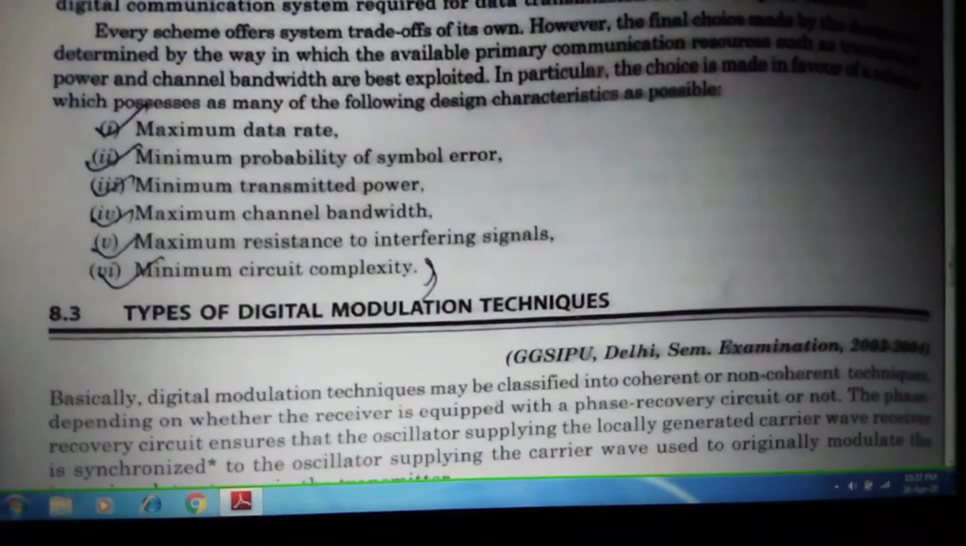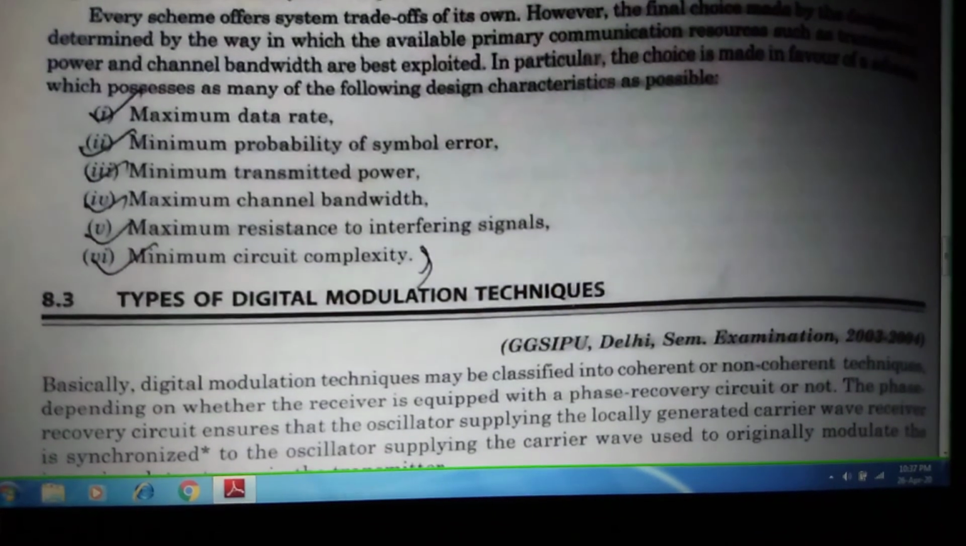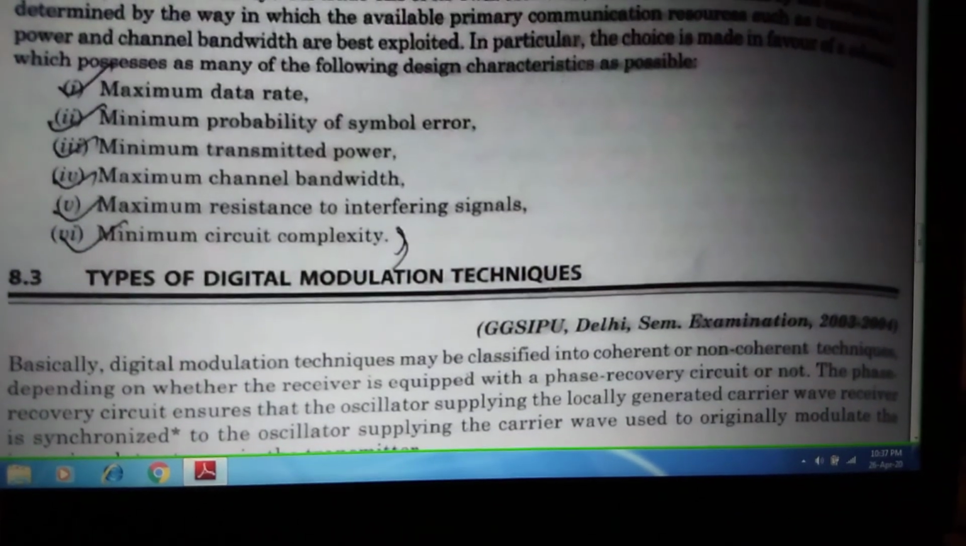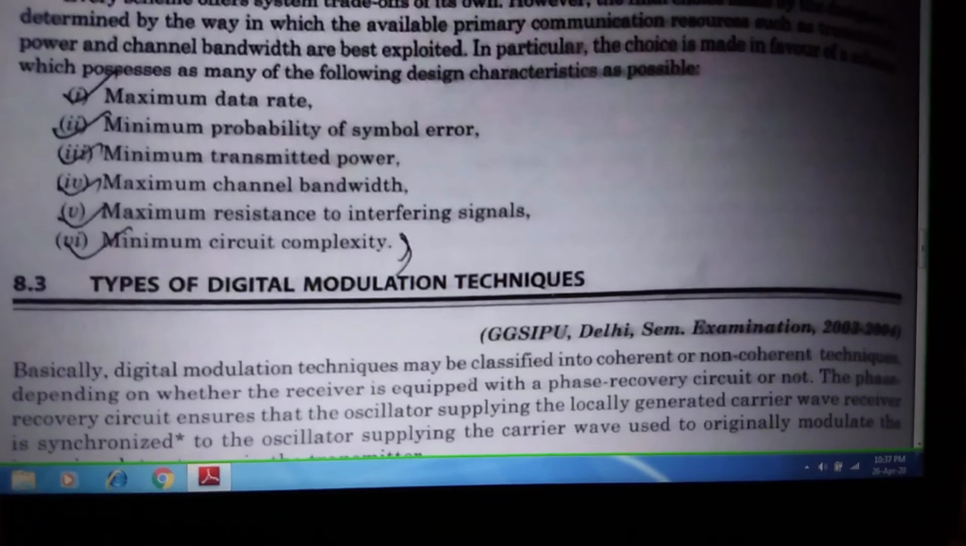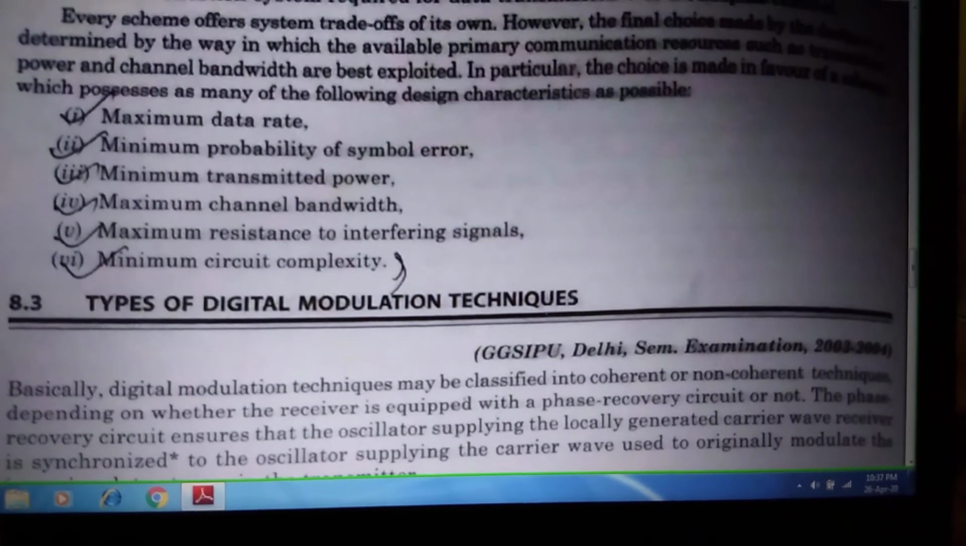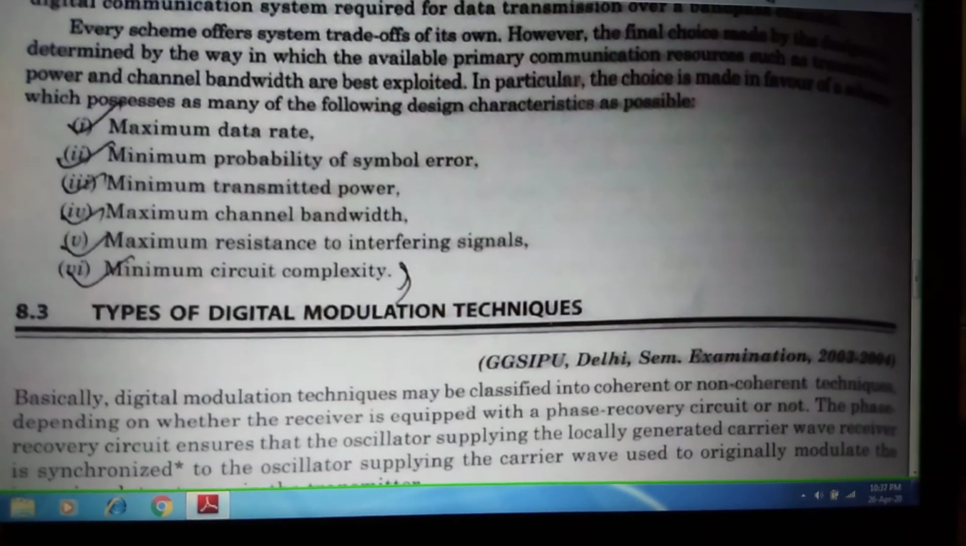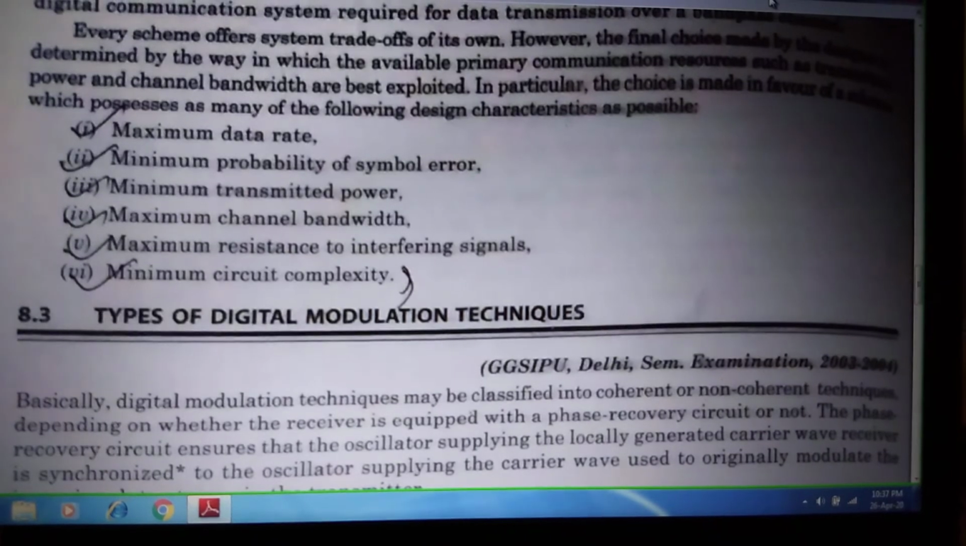In a communication system, we are a little bit bothered about the maximum data rate. Maximum data rate means we have to transmit within a certain minimum utilization of the bandwidth. So using minimum bandwidth, we have to transmit. Our main motto is to optimize the data rate. So for this reason, the first point is maximum data rate. The second point is the minimum probability of symbol error.